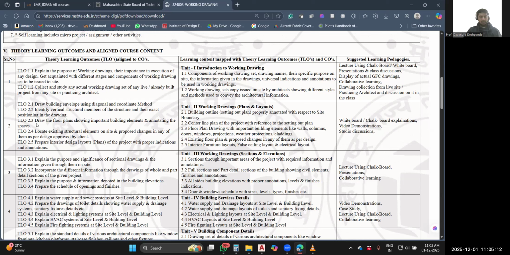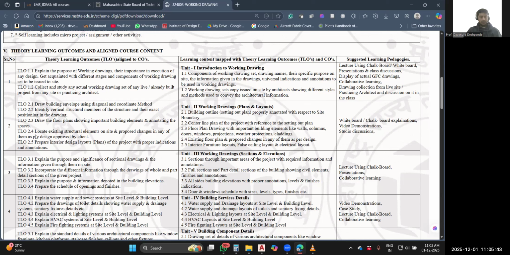The third TLO is to draw the floor plans showing important building elements and annotating the space. So the other important elements are walls, openings, and their annotations like floor levels, directions, certain basic dimensions, and certain symbols which have meaning in the field of construction and so on.